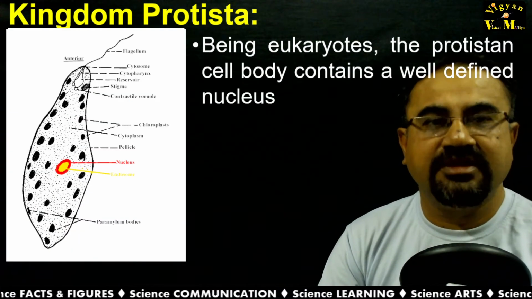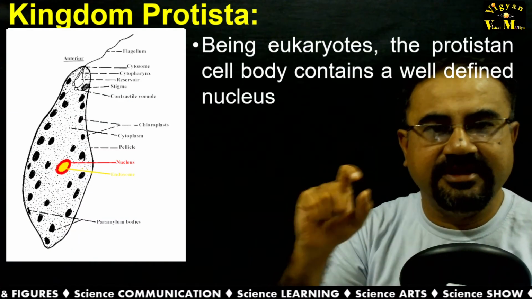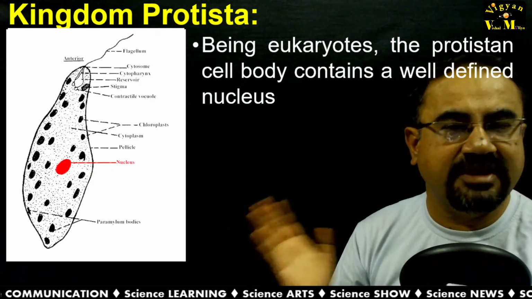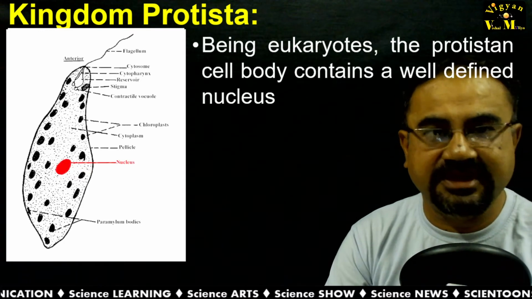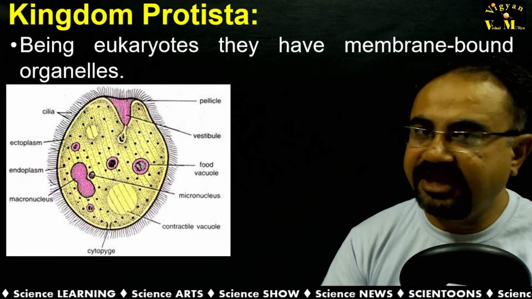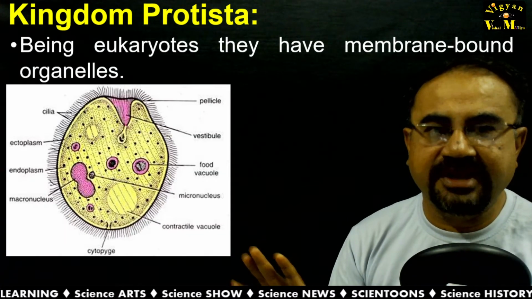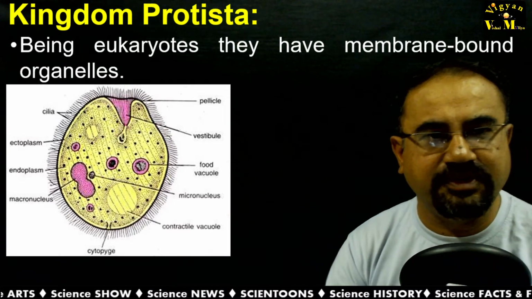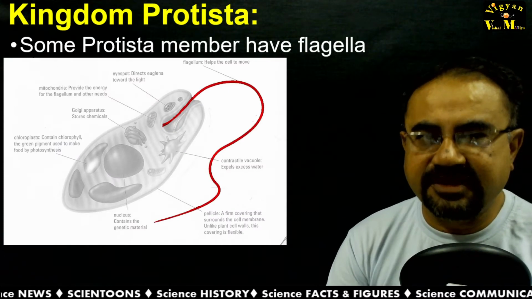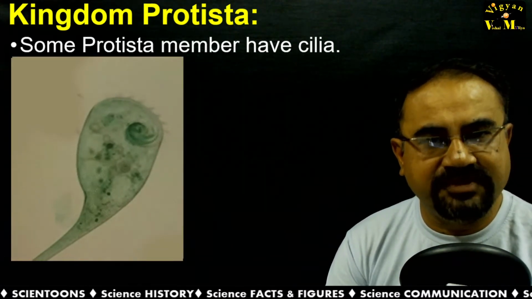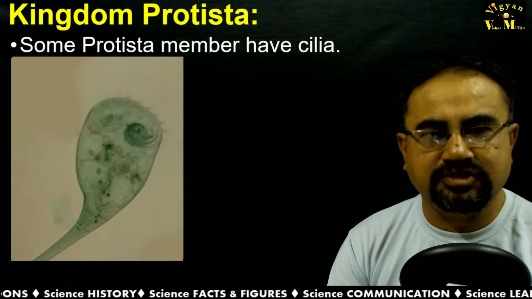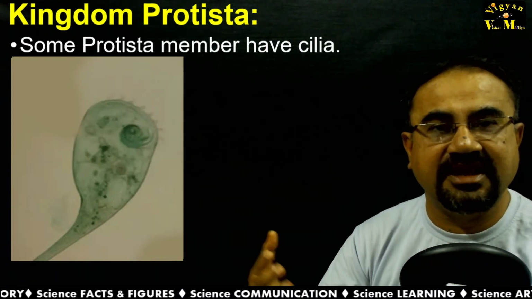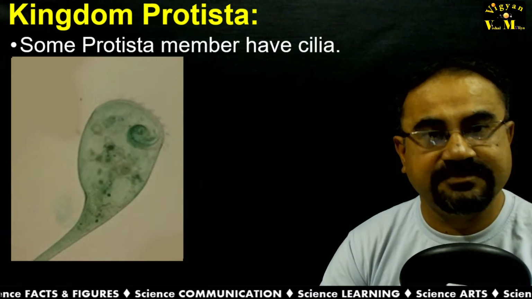Being eukaryotic, they have a very clear, well-defined nucleus with a nuclear membrane. Here you can see the nucleus and nucleolus present in the Protista member. They have membrane-bound organelles; what exactly a membrane-bound organelle is, I have no need to explain to you. Many of them have flagella, and many of them have cilia also. Those which have cilia are known as ciliates, and those which have flagella are known as flagellates.